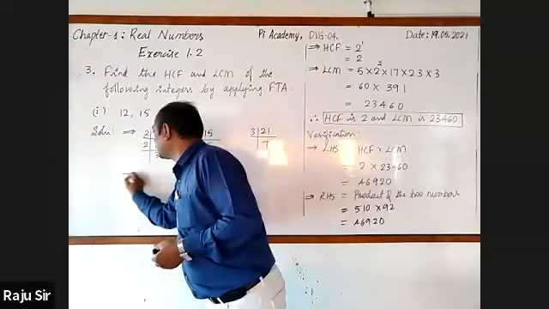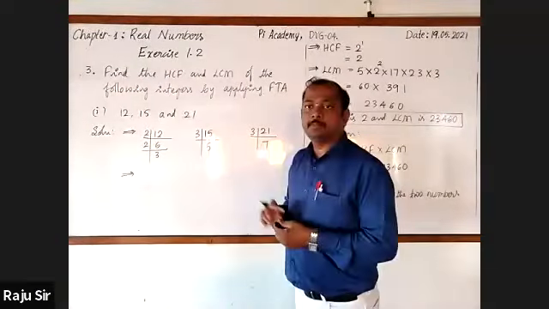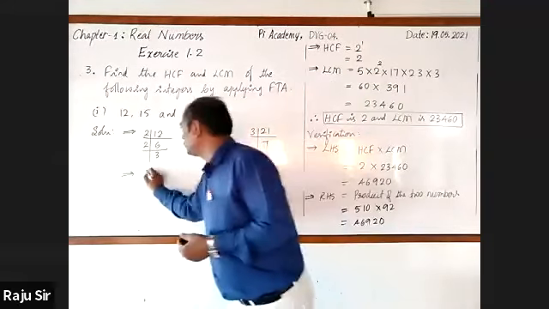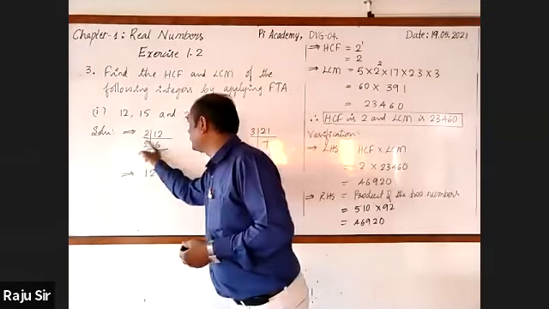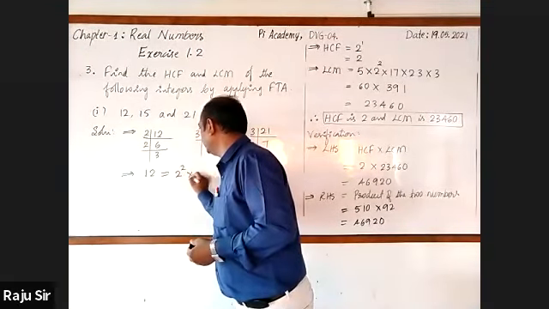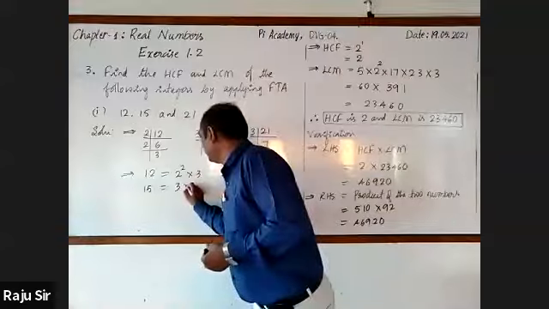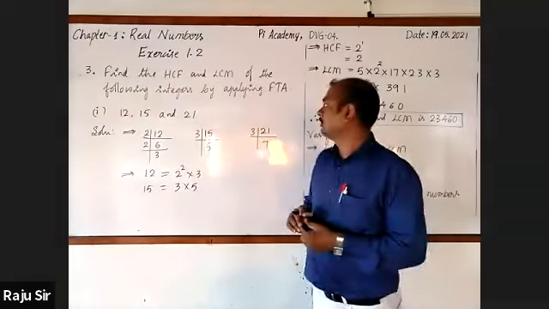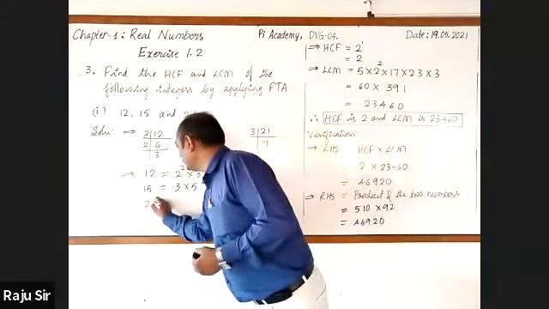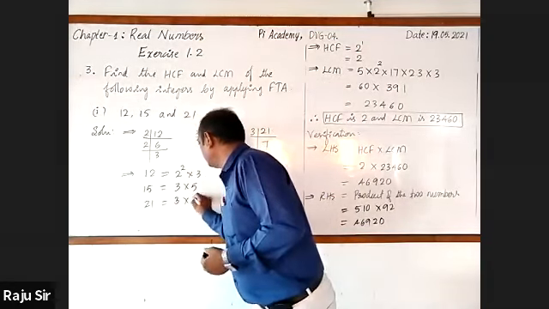Next, 21. Sir, HCF is 3 and LCM is 420, sir. Correct. You are right. Next, we should write the prime factorization of all the numbers. 12 can be written as 2 square into 3. 15 can be written as 3 into 5. And 21 can be written as 3 into 7.